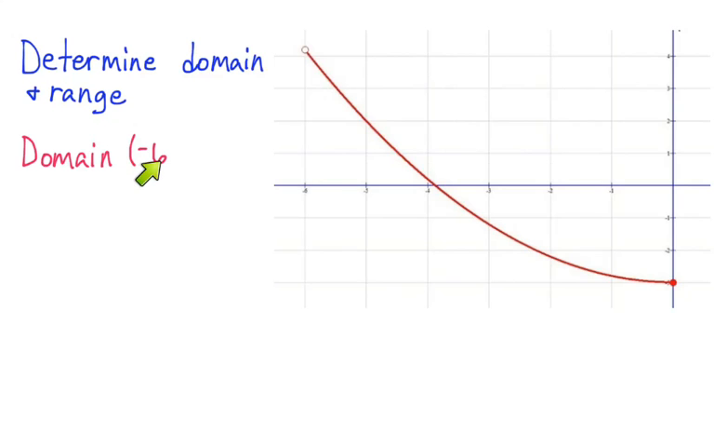So parentheses -6, and then the furthest right we can go is to 0. And there's a closed circle at 0, which means that there is a point on the graph that has an x value of exactly 0. So I can put 0 bracket.